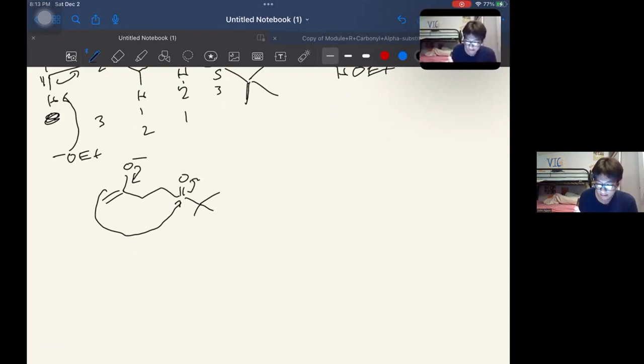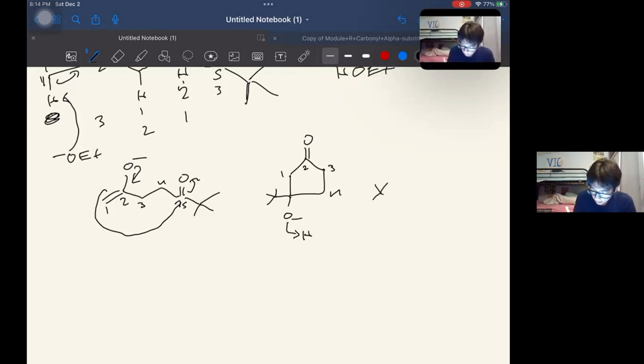And what's important here is numbering and knowing how big the ring is. So it starts here, 1, 2, 3, 4, 5. That means there is a 5-membered ring in the middle. On 1, there's nothing, and it's connected to 2, which has a double bond. It's connected to 3, or 1, 2, 3. 3 has nothing. 3 is connected to 4, which has nothing. It's connected to 5, which has an O negative and a tert-butyl. And the O negative would react with an H in order to form an OH.